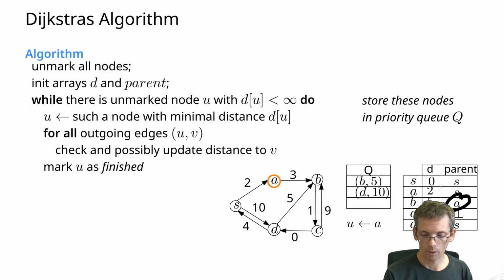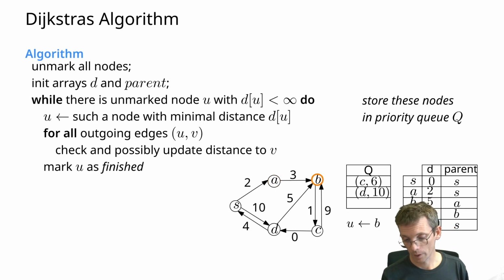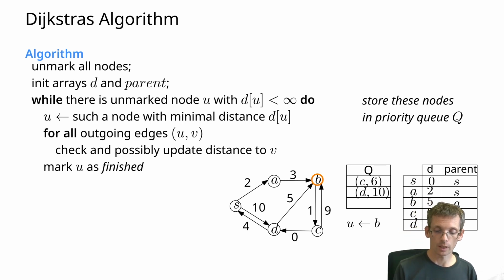As a parent, I set A, because I came from there. Now in the priority queue, because 5 is smaller than 10, B is actually the next element that we're going to process. From B, I can go to C. I get a 6 there. B is a parent for C.